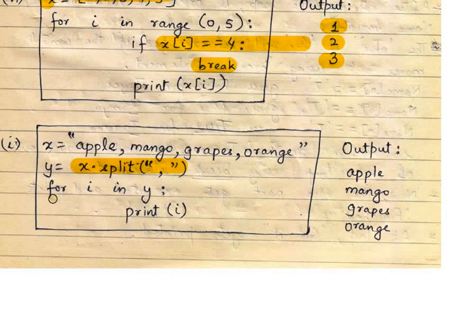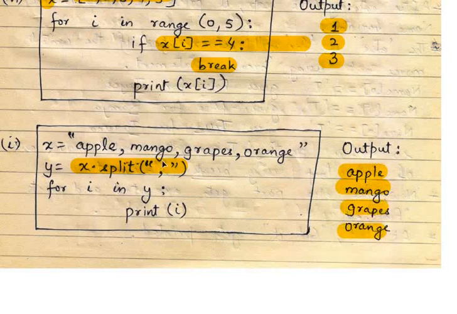But when we are writing for I in y, print I, it means the values of y one by one will be stored in I, and that I value would be printed. So the very first value is apple, so apple gets printed. The next value is mango, mango gets printed. The next value is grapes, grapes get printed, and the next value is orange, orange gets printed. So we would be getting the output as apple, mango, grapes and orange.